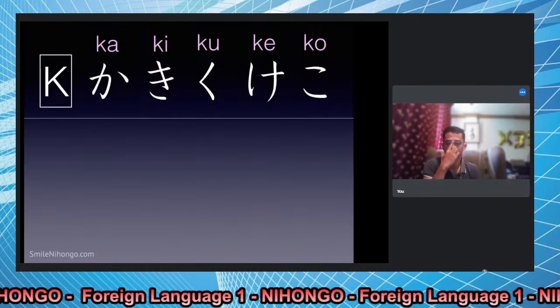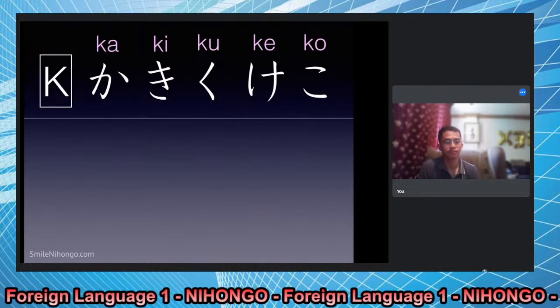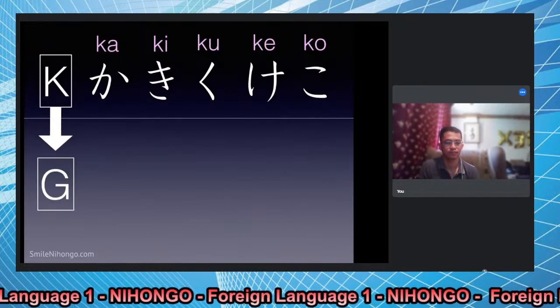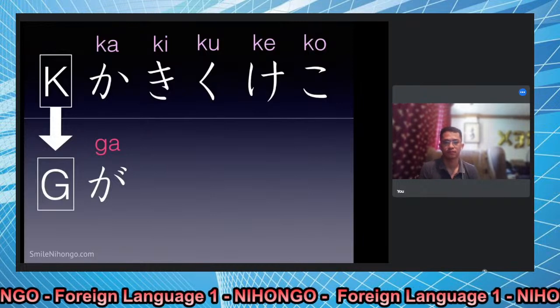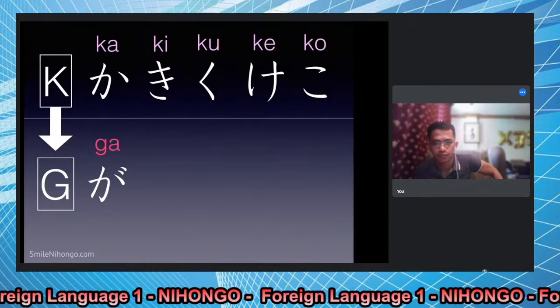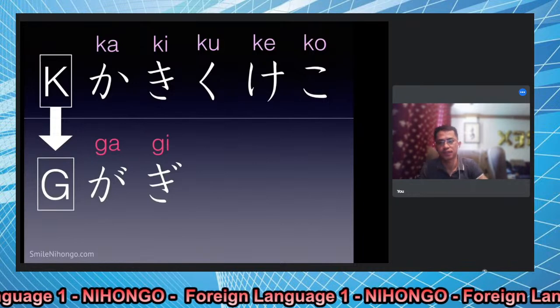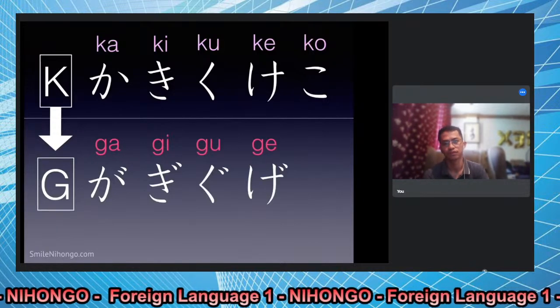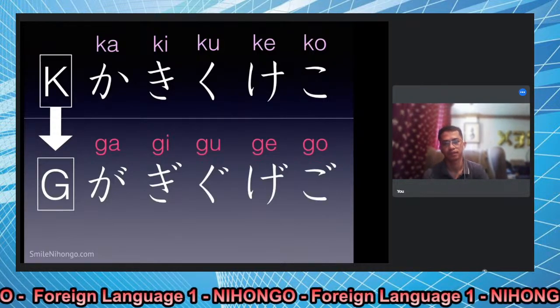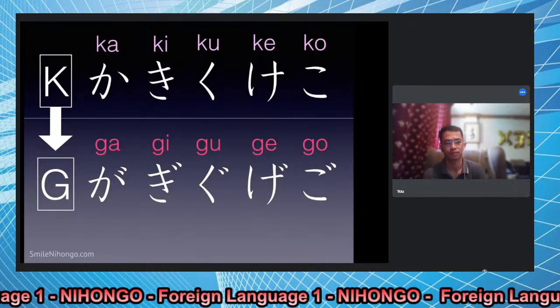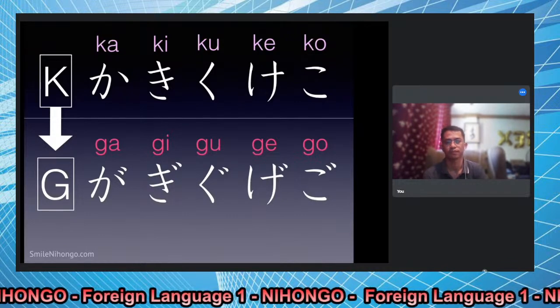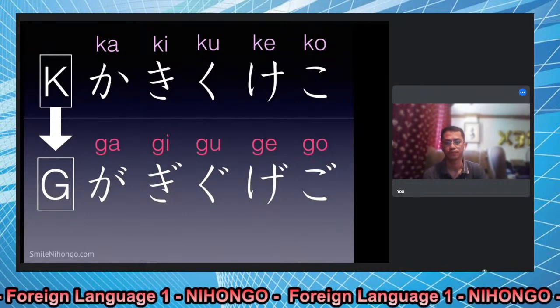So these are the hiragana letters kakikukeko in the consonant K group. If you want to convert them into the G sounds, you have to add ten-ten to each letter. So this is ga, gi, gu, ge, go.